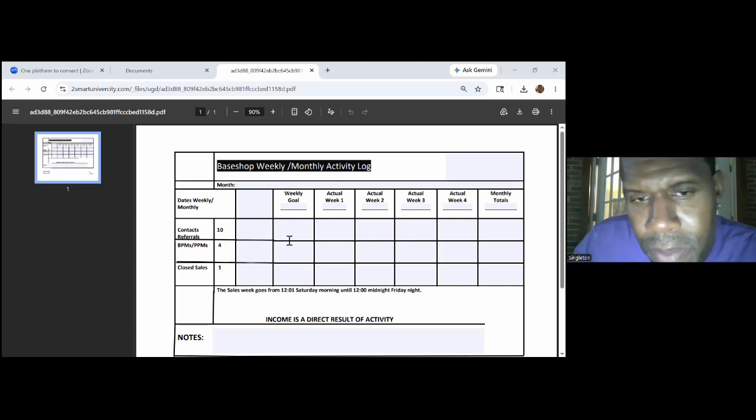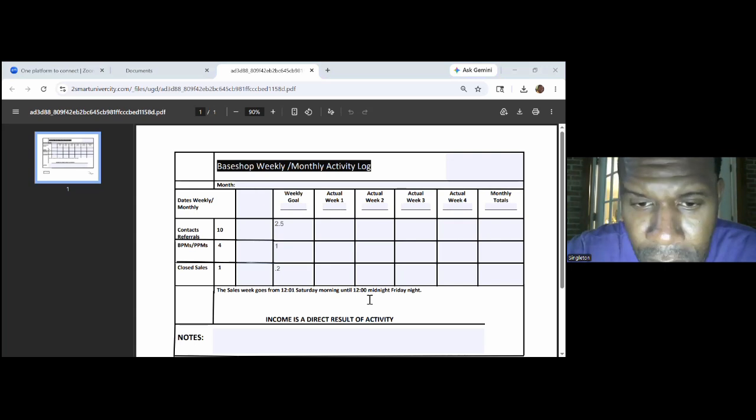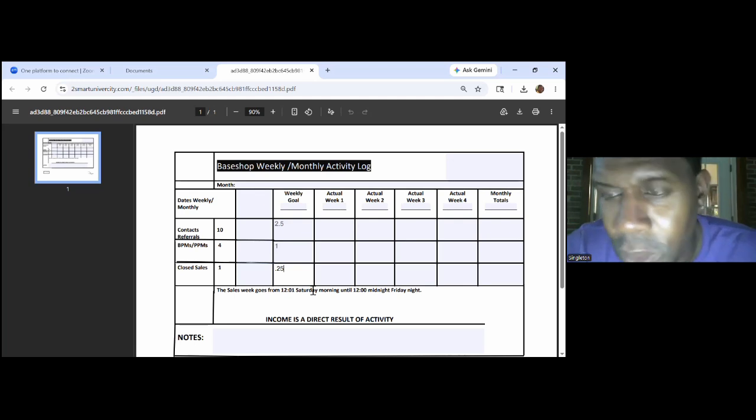Here's the weekly goal, based on the numbers we have here. Out of 4 weeks, you're going to need 2.5 contacts a week. We can't get half a person, but doing the numbers exactly, that's what it is. Then one person, and you'll get 0.25 sales a week. That's what it breaks down to if you divide it by 4 weeks.